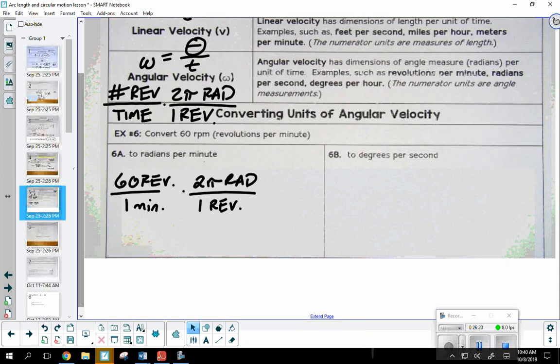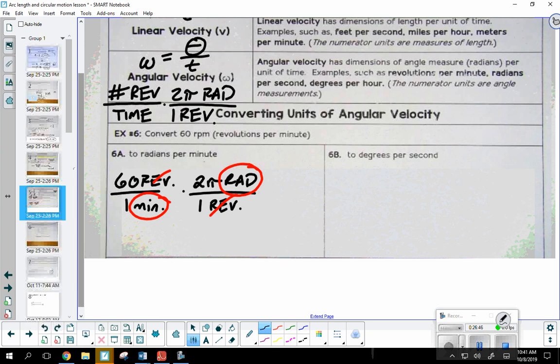Every single time you find angular velocity, the first thing that should cancel are your revolutions. So that now it's what? Radians per minute. Okay. Now the time again could be anything: seconds, minutes, hours, milliseconds, anything you want it to be. All right, so typically the problem is going to tell you what you want.